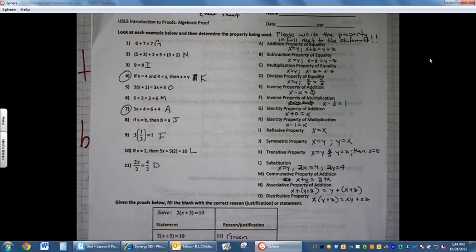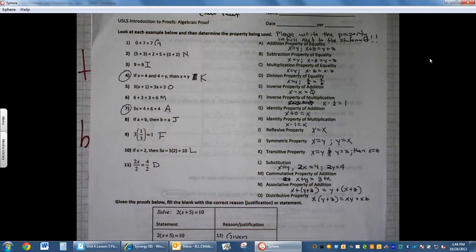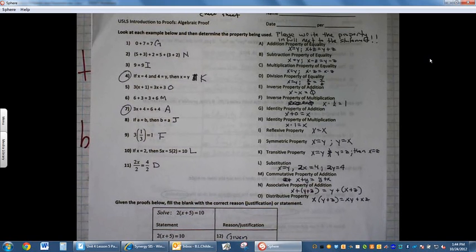Number 3, 9 equals 9, that's a reflexive property. Number 4, if x equals 4 and 4 equals y, then x equals y. That's exactly what the transitive property is saying. It says if x equals y and y equals z, then x equals z. Number 5, 3 times the quantity x plus 1 equals 3x plus 3. That is the distributive property.